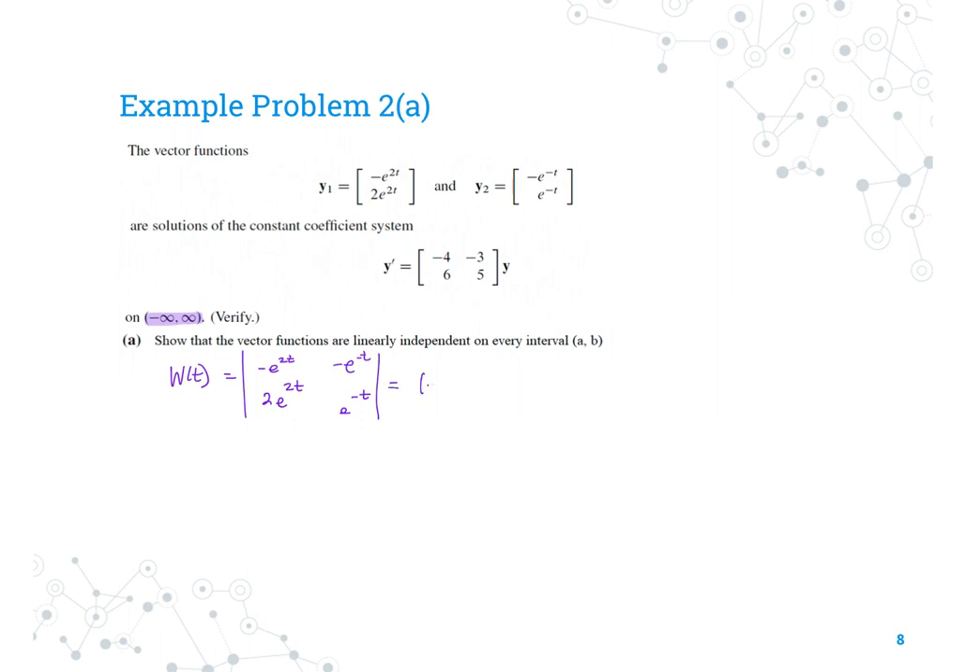Well, we would have -e^(2t) times e^(-t), minus 2e^(2t) times -e^(-t), or -e^t plus 2e^t, which gives us e^t, which is never 0 for all real t. So therefore, in fact, y1 and y2 are linearly independent.